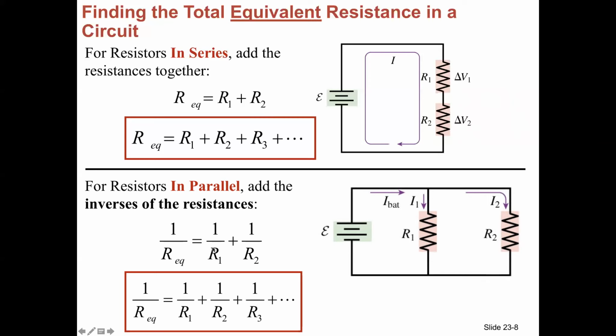So for the equivalent resistance, the resistors don't just add together like they did when the resistors were in series. It's the inverses of the resistances that add. And this is all because the current splits. So I'm going to explain why this is in a second, but if you could copy down both of these equations, we'll use them in a few more examples in a second.